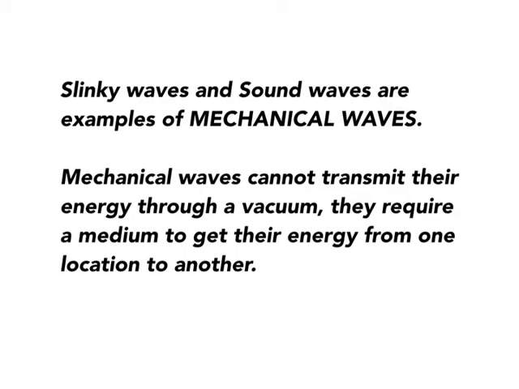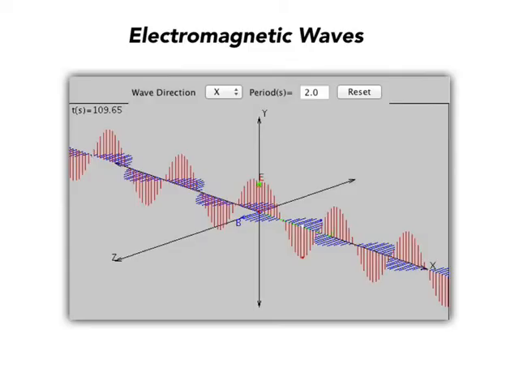They require a medium to get their energy from one location to another. So the slinky waves require a slinky. Sound waves require air. Waves in the ripple tank require water. Can't have sound waves without there being air. Can't have slinky waves without there being a slinky. So what does it mean to say light is an electromagnetic wave? What does it mean to say that an electromagnetic wave is a combination of electric and magnetic fields?